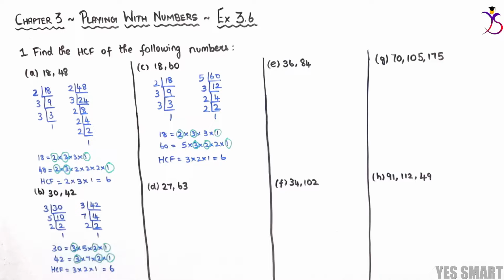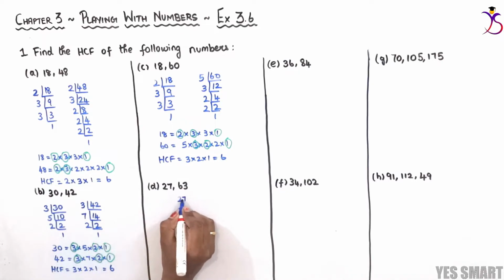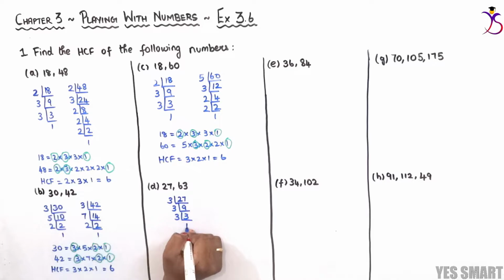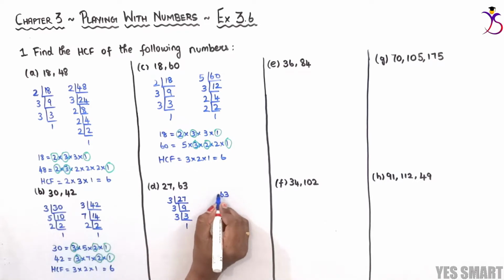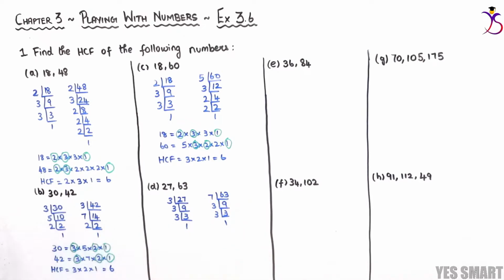And D sum we have 27 and 63. So let's start with 27. 3 9s are 27, 3 3s are 9, 3 1s are 3. For 63, 7 9s are 63, 3 3s are 9, again 3 1s are 3. For 63, even I can start with 3. As I already said, higher the prime number value, shorter the prime factorization. Hence, I have started with 7.